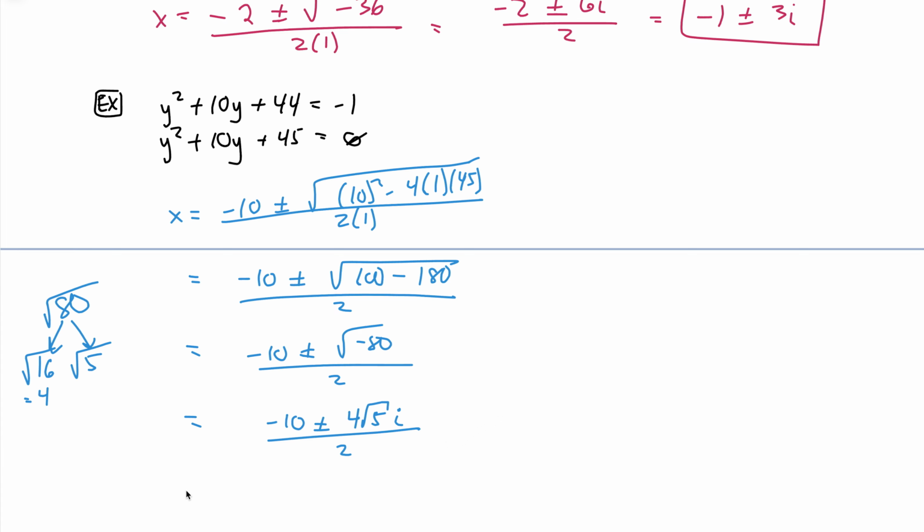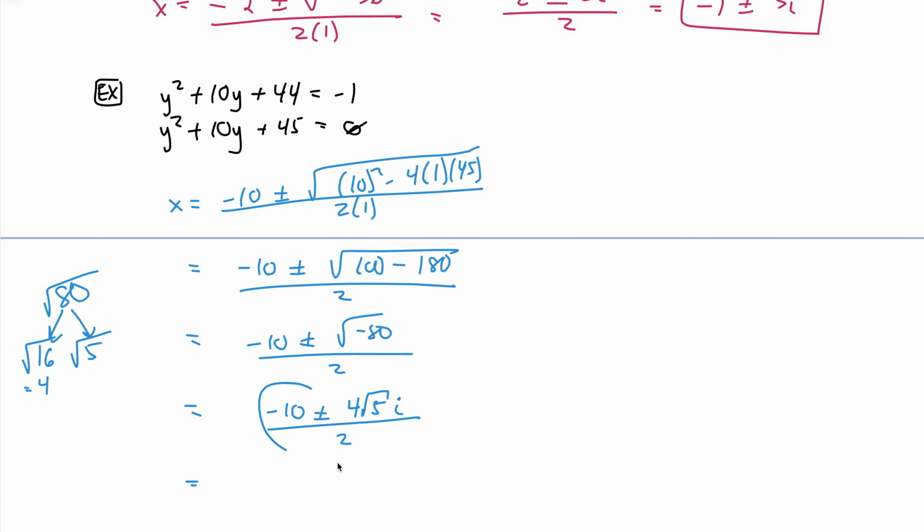And therefore, what do we get? Well, split this up, right? Top is being added or subtracted. That's totally fine. I can then just split these into two fractions. Negative 10 over 2 is negative 5. 4 over 2 is 2 root 5 times i. These would be my two imaginary solutions.